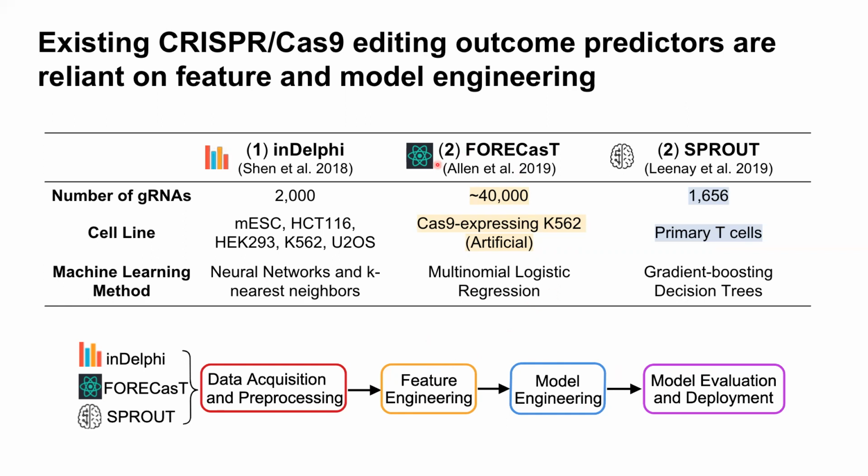So we split the approximately 40,000 Forecast data points in an 8:1:1 ratio to make our training, validation, and testing data sets. In addition, it was important to test our model CROTON on an additional endogenously generated dataset because Forecast data was based on these Cas9 expressing artificial cells. It was based on these synthetic guide RNA CRISPR target constructs. So we also tested CROTON on the Sprout dataset, which was based on primary T cells, which is a cell type that has been widely utilized in therapeutic cell engineering.